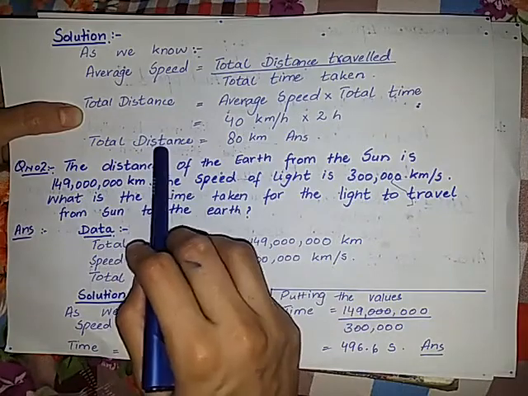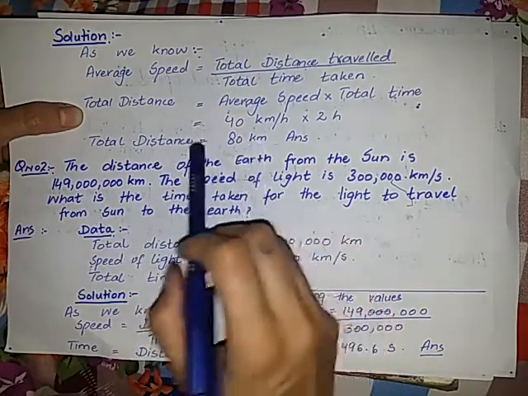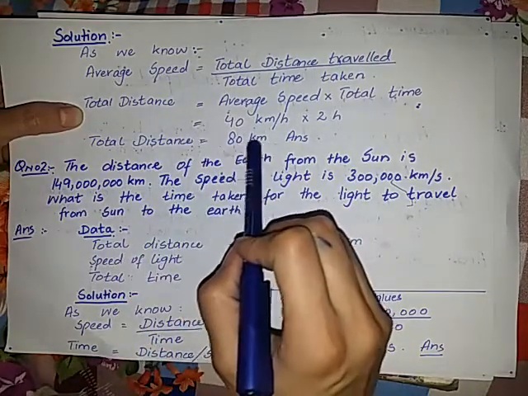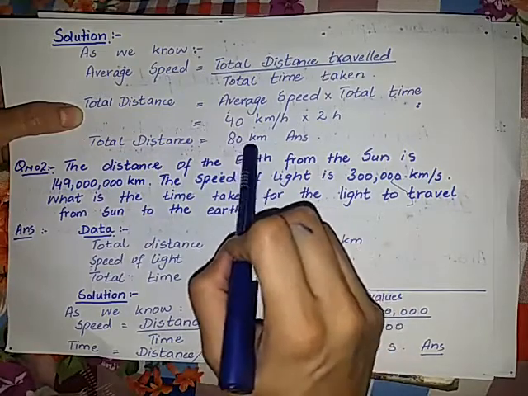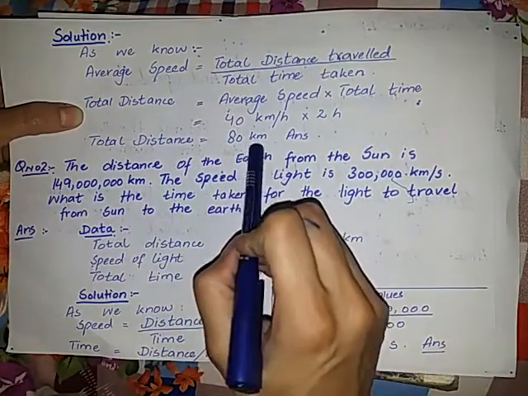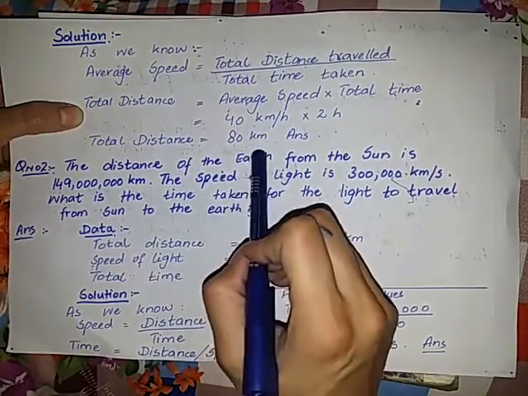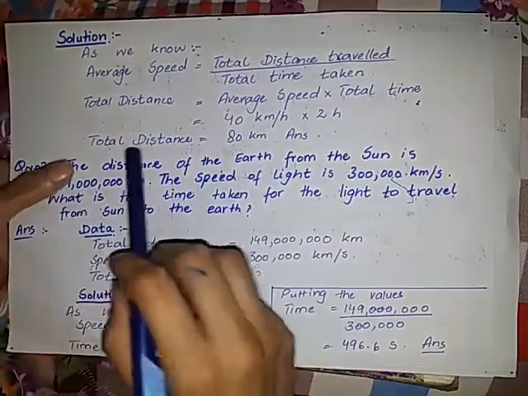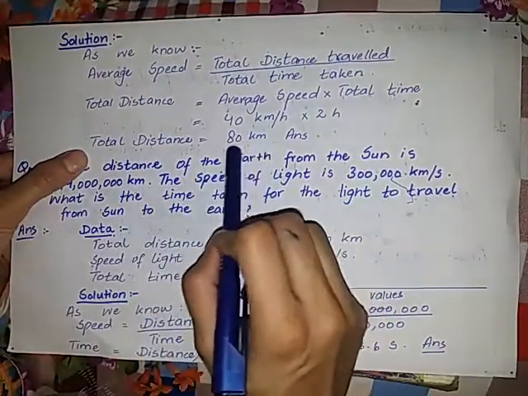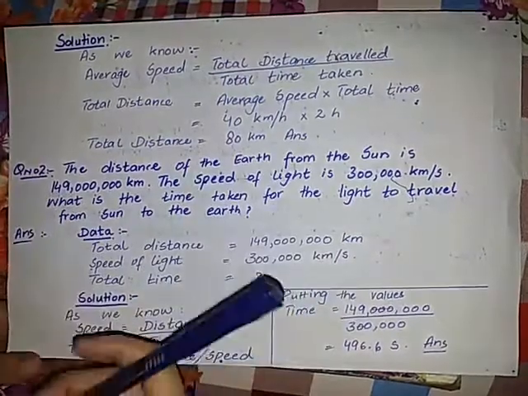As the unit of the distance is kilometer, we write the unit with the answer. If we do not write the unit with the answer, then it would be wrong. So you have to write the unit along with the answer. So the answer would be 80 km.